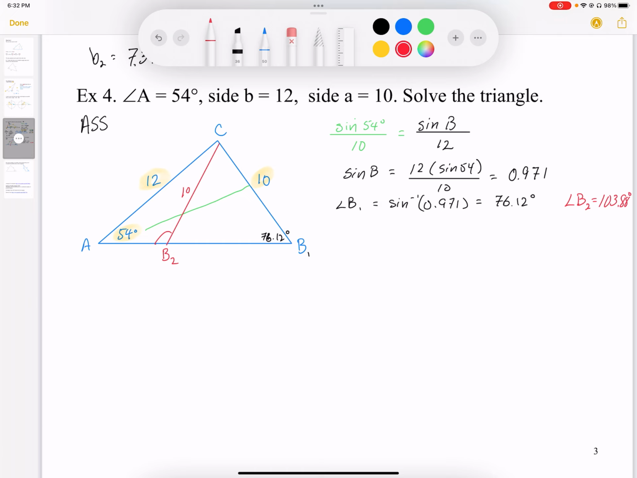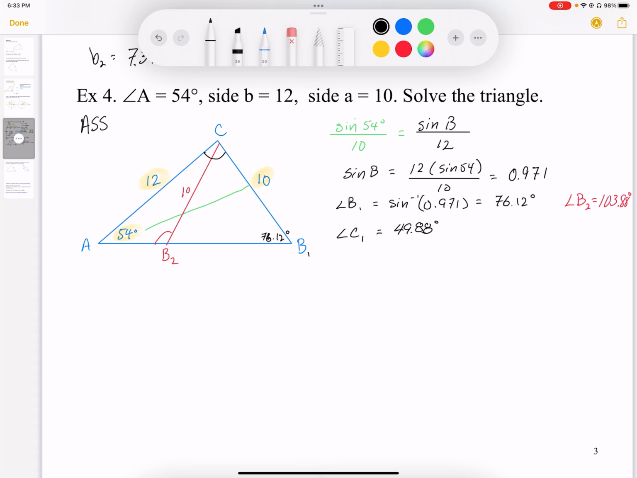So once I have this, I'm going to solve for one triangle at a time. I'm just going to focus on the blue triangle first. So using the 76.12 degrees, I'm going to solve for angle C, which I'm going to call C1, and that will be this big angle here. I'm going to find that by subtracting from 180 degrees. So I have 54 plus 76.12 degrees, and then subtract that from 180, and that gives me 49.88 degrees.